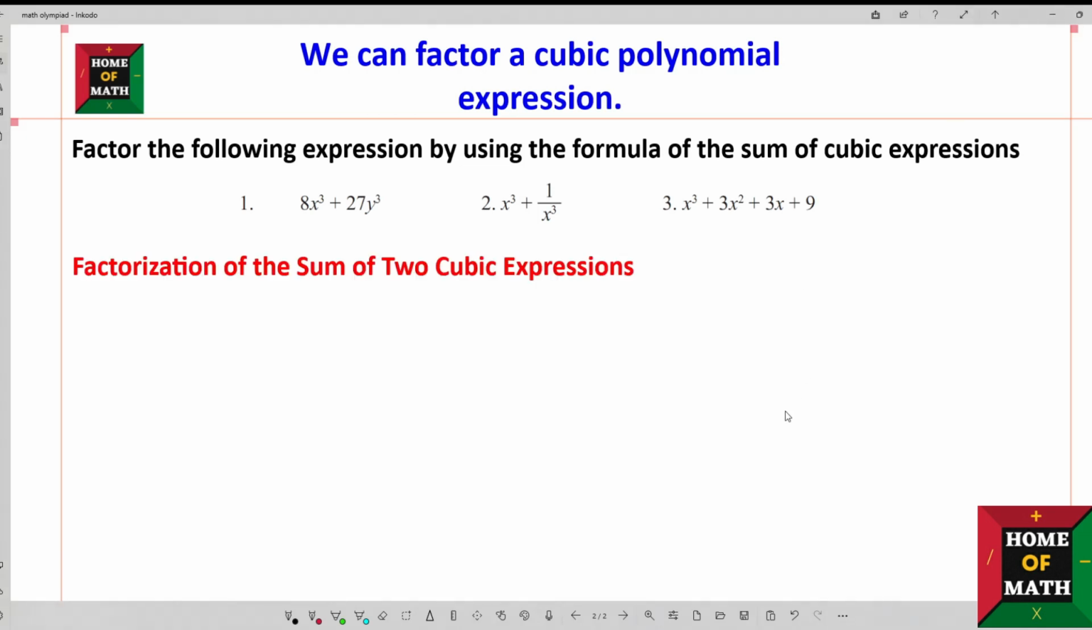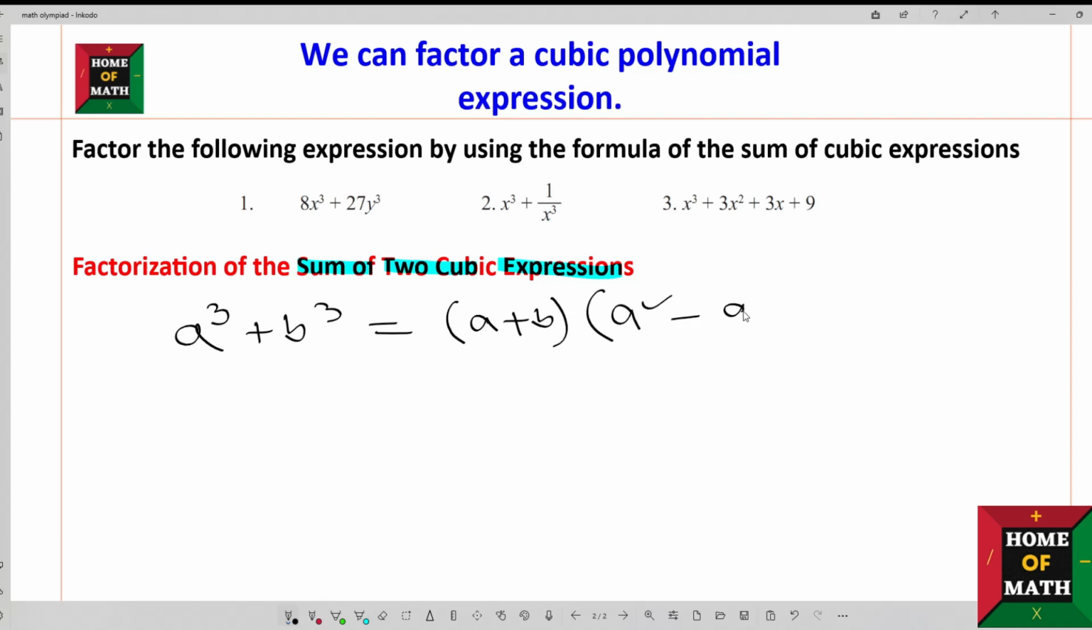As we know, for the factorization of the sum of cubic expressions, we can write the sum of two cubic expressions, like a cube plus b cube. It means a plus b into a square minus ab plus b square. This is a formula. By this formula, we will solve these three maths.